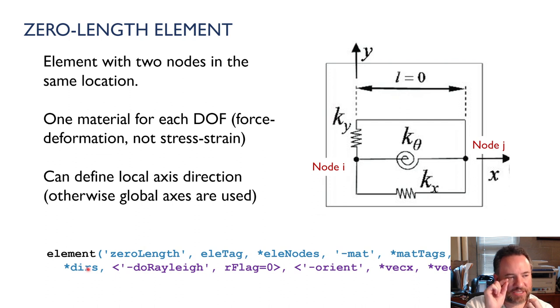So when I define my material, I have to keep in mind that if I'm doing an axial material here, like the X material, I have to define it in terms of force and displacement. So my stiffnesses are going to be in kilonewtons per millimeter. My force is going to be in kilonewtons. My deformation is going to be in millimeters instead of strain. So I have to pay attention when I define those.